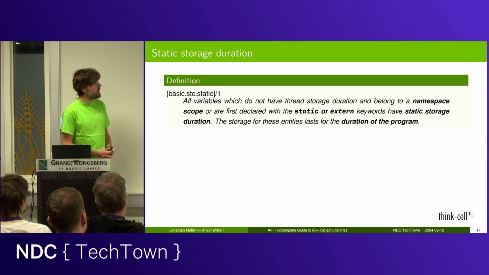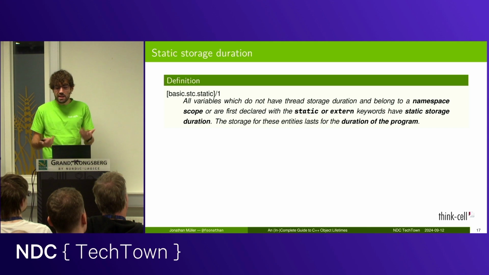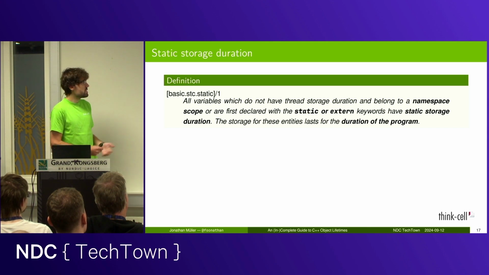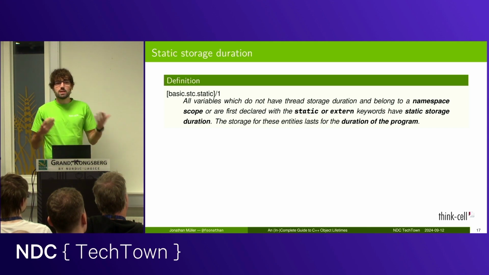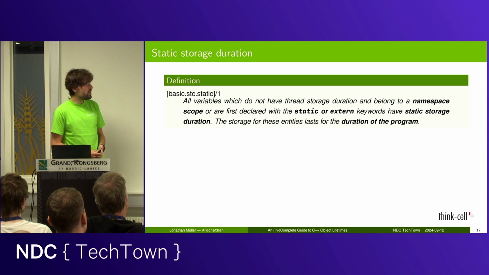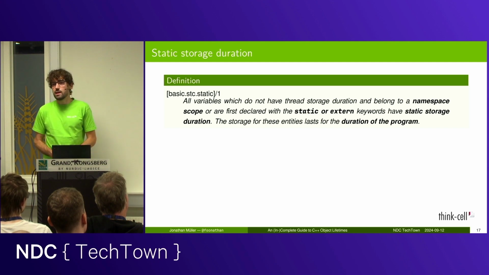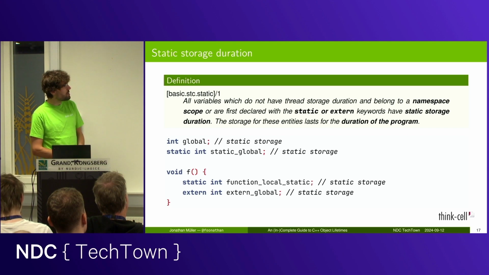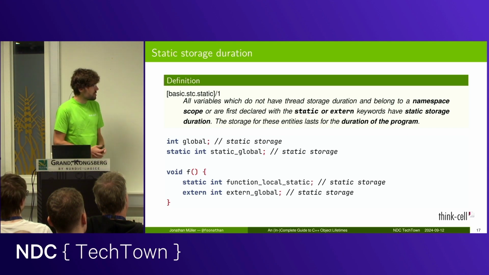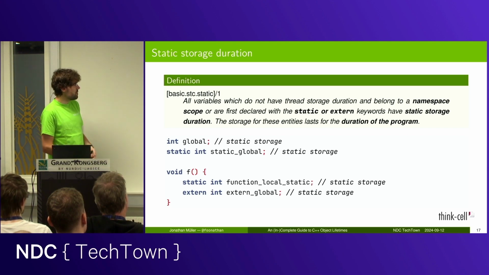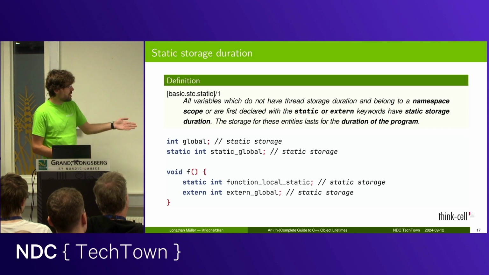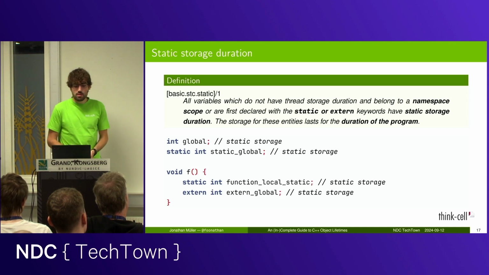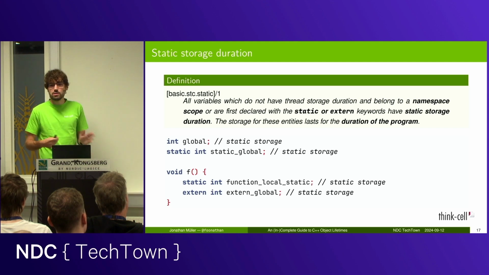Static storage duration is for variables that are in global scope or use static or extern. And their storage duration is even simpler. Essentially, the storage exists all the time. So the storage is allocated sometime before the program starts and deallocated sometime after the program ends. So here we've got a whole bunch of global variables, one regular one with static linkage, then one function local static, and then a declaration of a global inside a function. And all of those have static storage duration, which means their storage exists all the time. We don't have to worry about it.